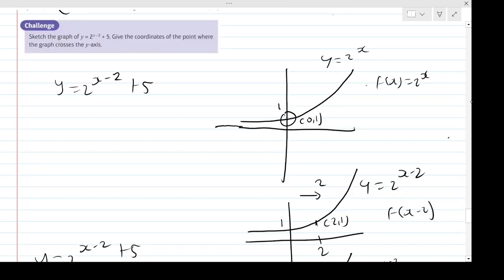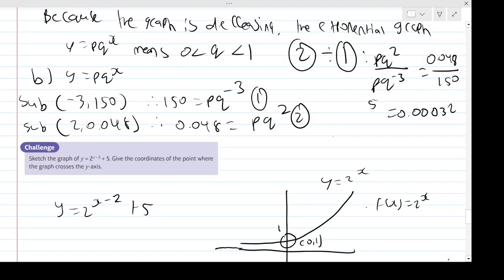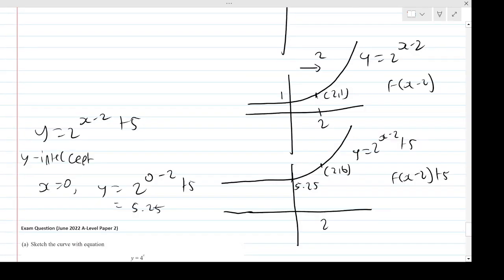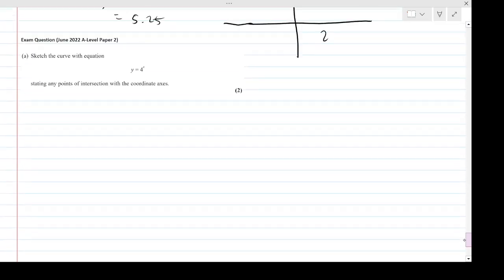So again, just to emphasize, you need to be comfortable with transforming graphs, okay? Because now you'd be expected to do that with exponential graphs in this way. Okay, talking of graph sketching, we've got this exam question to finish off on. So we need to sketch the curve y is 4 to the x. So it's quite a standard graph actually.